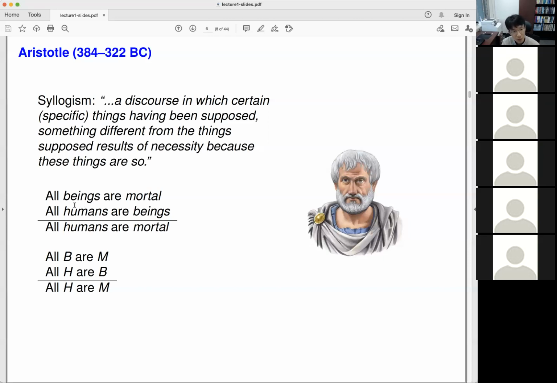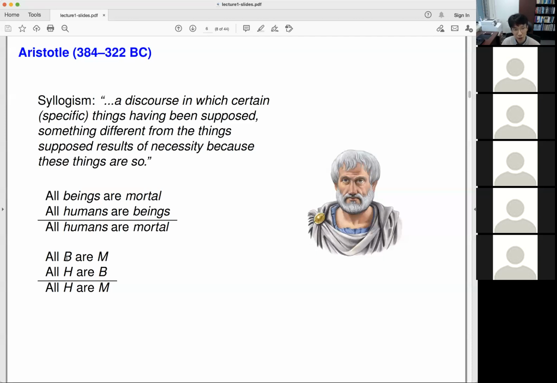It says, if all beings are mortal and all humans are beings, from that we can deduce all humans are mortal. And this kind of deduction should be regarded as an example of correct reasoning. More abstractly, what Aristotle talked about is, if all B are M and all H are B, then from there we can deduce all H are M.